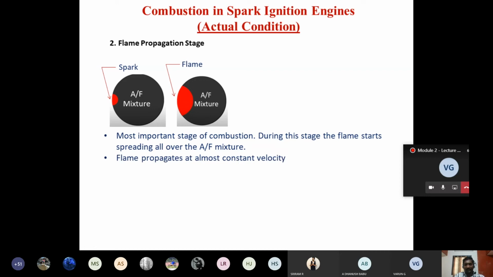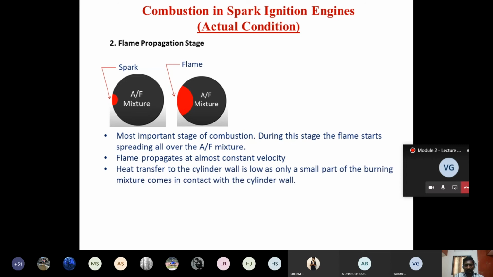So the flame propagates at almost constant velocity. This is the flame front which is propagating, surrounded by the air fuel mixture. These are unburnt, whereas here the products of combustion are present. This line separates the products of combustion and the unburnt air fuel mixture. We call it the flame front: it separates the products of combustion from the unburnt air fuel mixture.